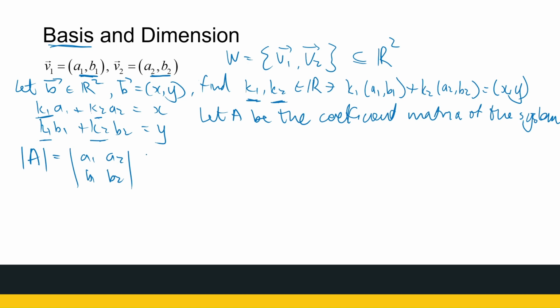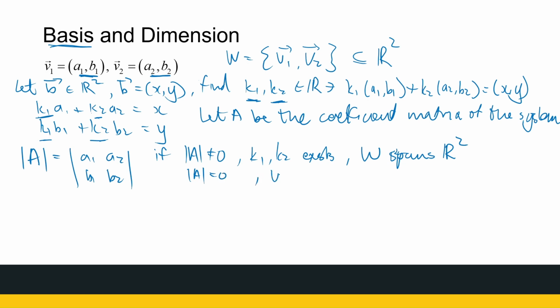So what do I know? If the determinant of A is non-zero, then K1 and K2 exist, and I can say that W spans R2. And if the determinant of A is equal to 0, W does not span R2.